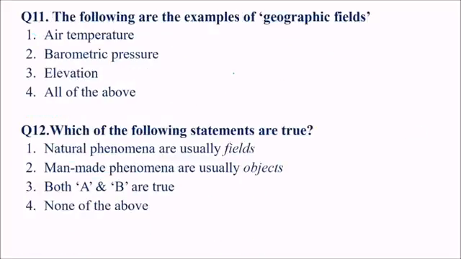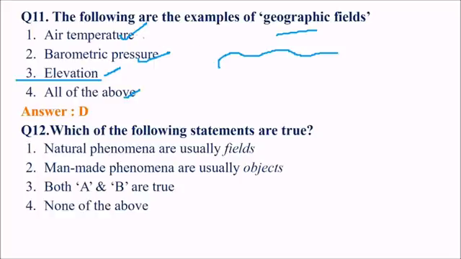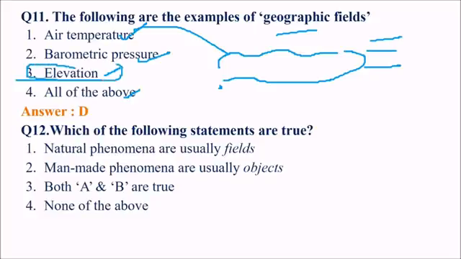Next question is, the following are the examples of geographic fields. So, what, air temperature, is it a geographic field? The answer is D actually. All of the above. Air temperature, barometric pressure, elevation, all are the geographic fields, right? Because whenever we are talking about a geography, it includes the temperature. In a GIS you can represent it using some thematic map also, some interval values. So all these are examples of geographic fields only. It is not only that elevation or length and breadth are the only geographic fields.